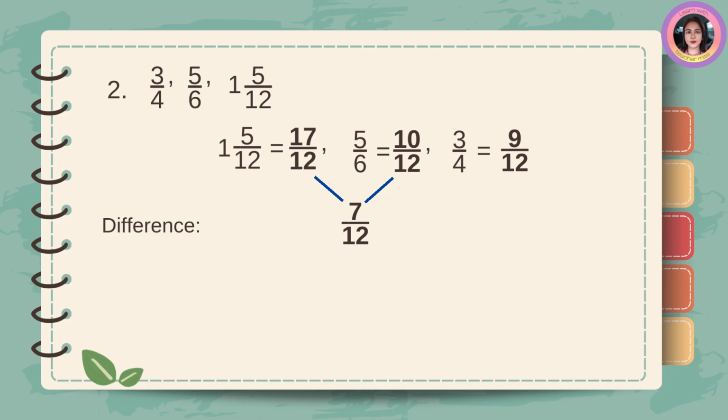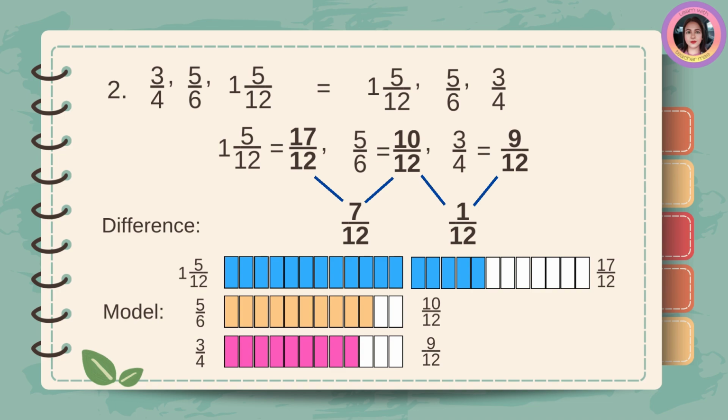The difference between 17/12 and 10/12 is 7/12. And the difference between 10/12 and 9/12 is 1/12. Look at the fraction bars. If we arrange the fractions in descending order, the first one is 1 and 5/12 or 17/12. The next one is 5/6 or 10/12. And the last one is 3/4 or 9/12.